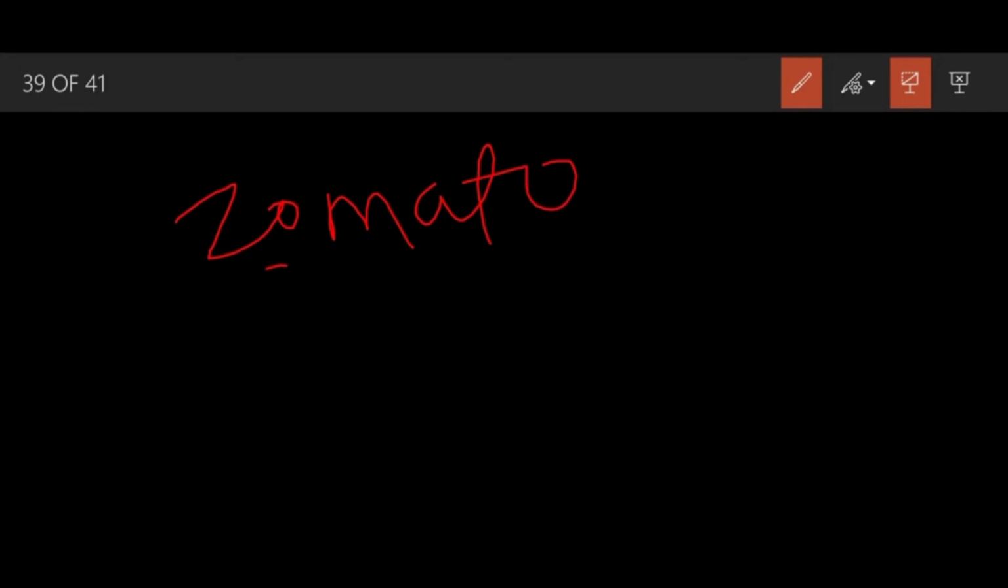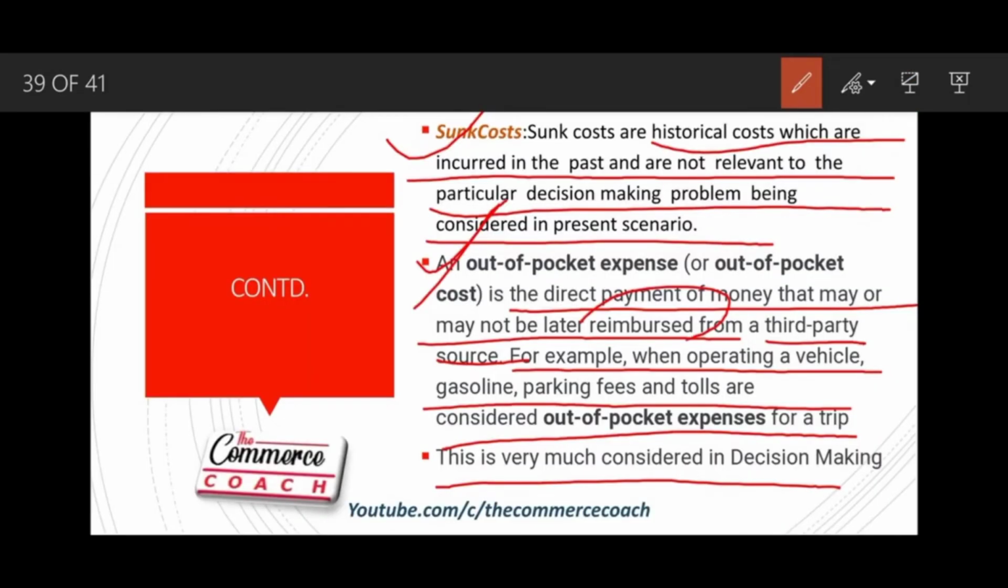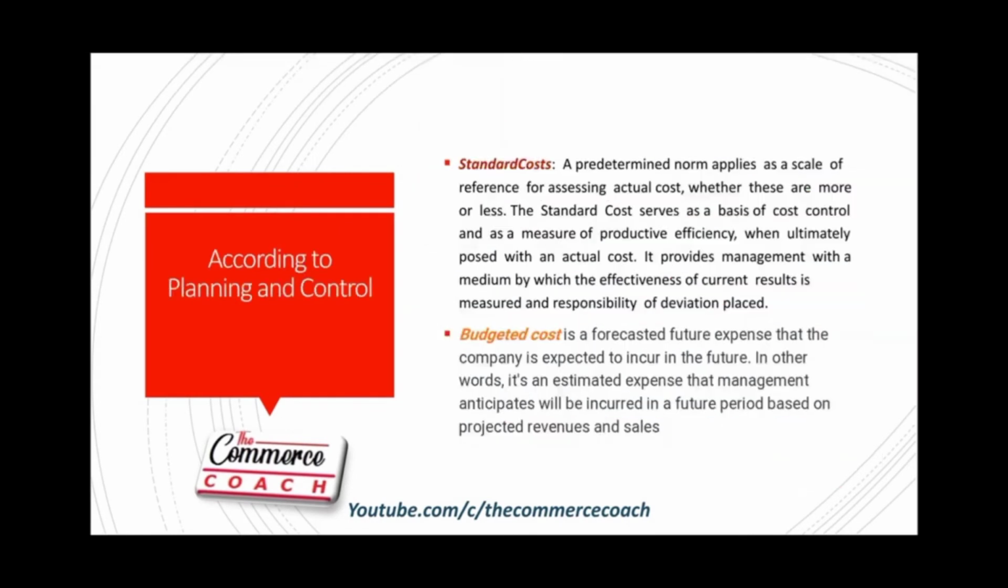Okay, so if you get late by 2 or 3 minutes, the delivery will be cancelled. So the expenses that you have incurred on the petrol or CNG that you have filled in your vehicle, there is no certainty that this will be recovered from the order. So this is known as out of pocket expenses.